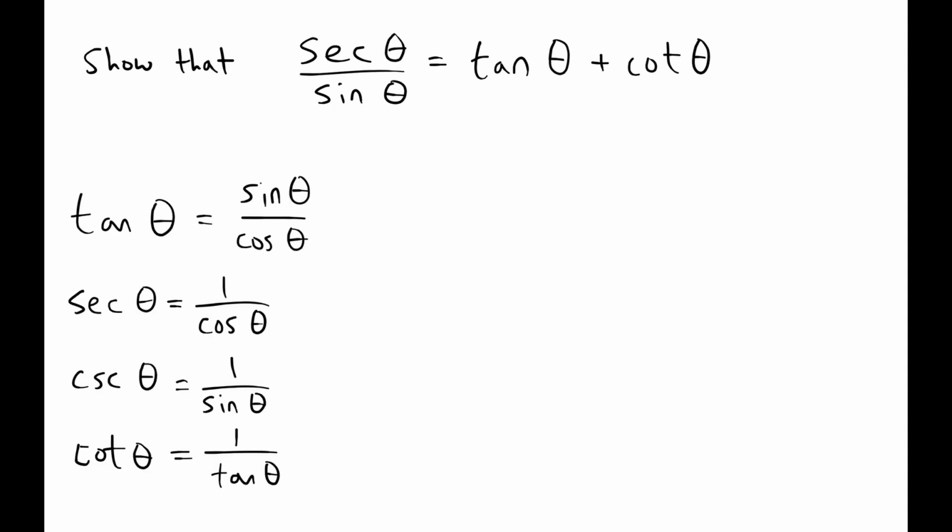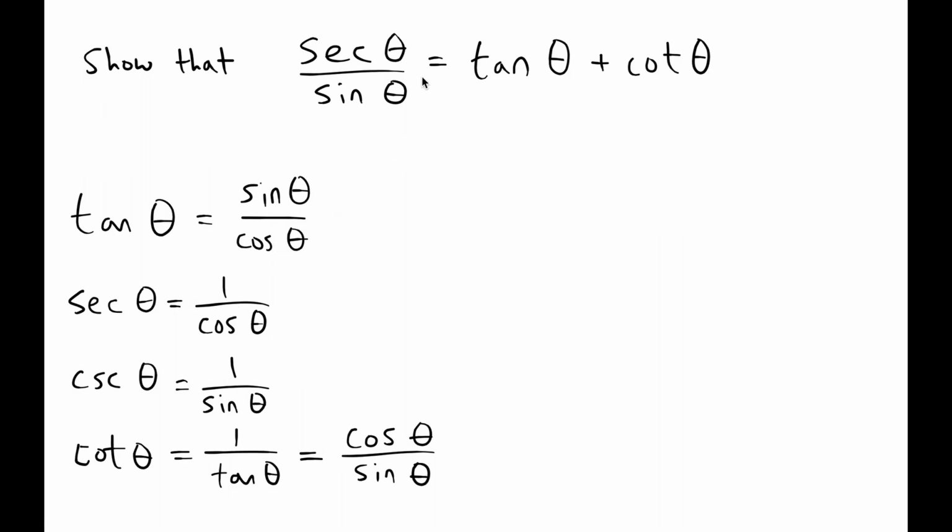So here's some important identities that could help with this. Tangent theta can be rewritten as sine theta over cos theta. Secant theta is 1 over cos theta. Cosecant theta is 1 over sine theta. And cotangent of theta would be 1 over tan theta, which could also be written as cosine theta over sine theta. That just comes from flipping the fraction of sine over cosine.